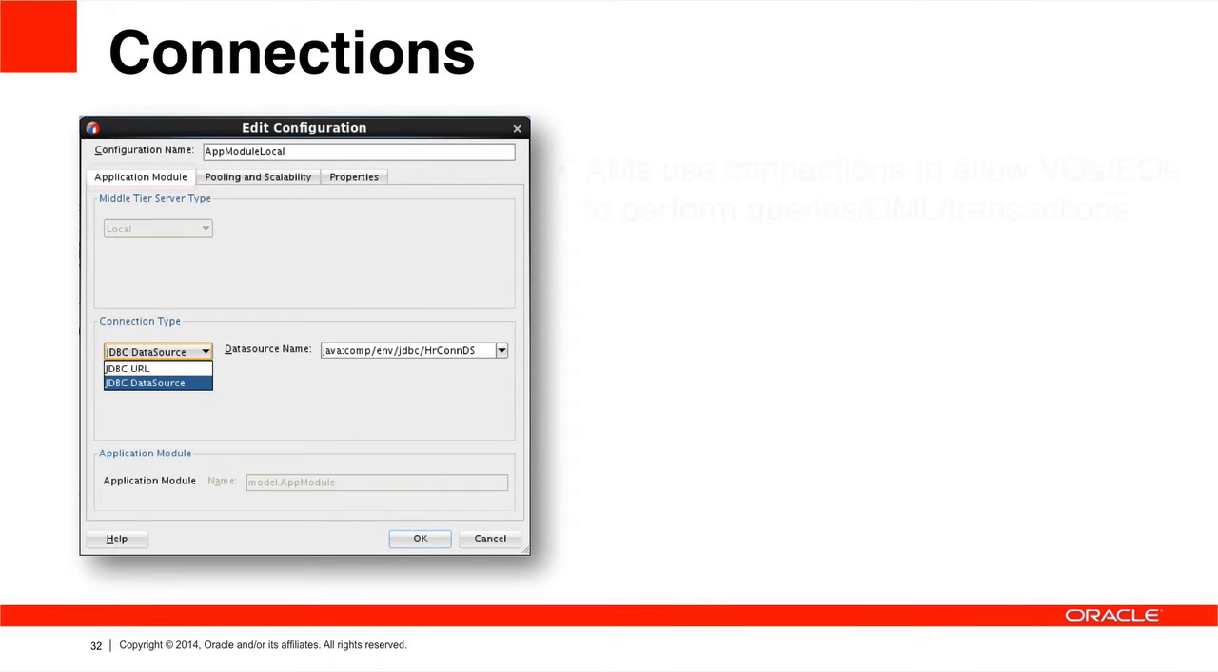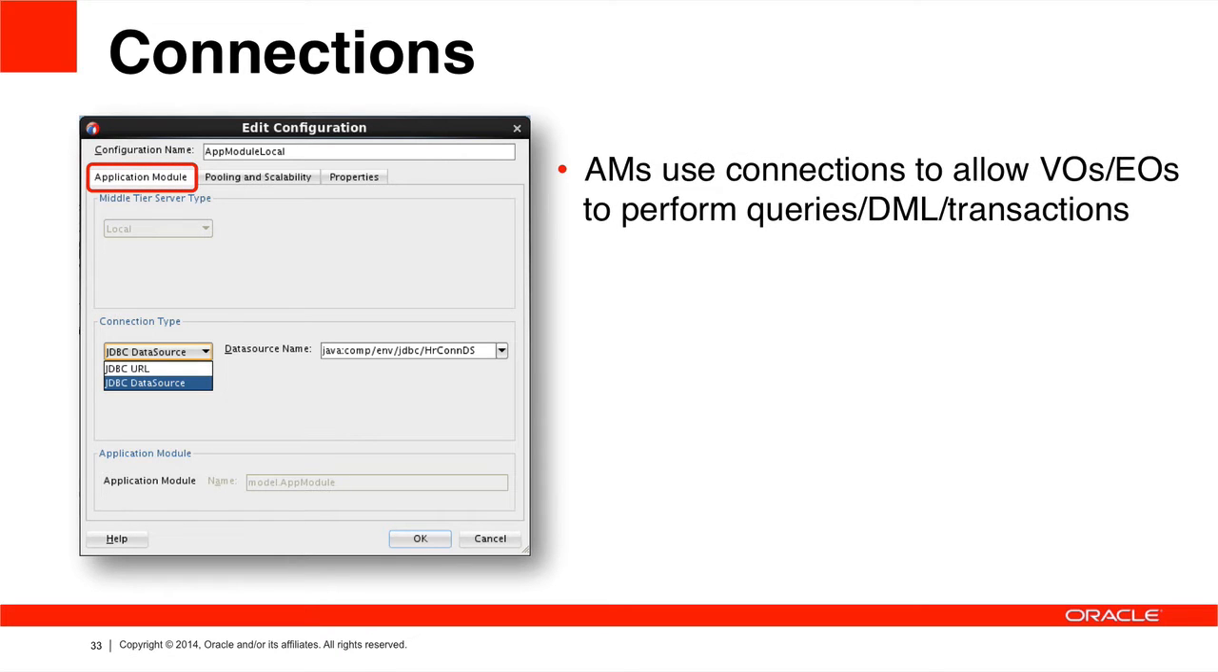As we know, root application modules are responsible for connecting to the database, and the underlying entity objects and view objects use the connection to perform DML queries and transactions against the database. Typically, when we create our first set of business components via the Business Components from Tables wizard, we define our application's connection. Those settings beyond the wizard expose themselves here against the application module in the Edit Configurations dialog. You have two choices for defining the connection, that of a JDBC URL or JDBC data source.